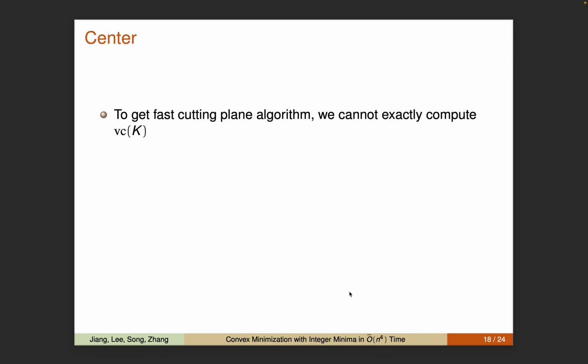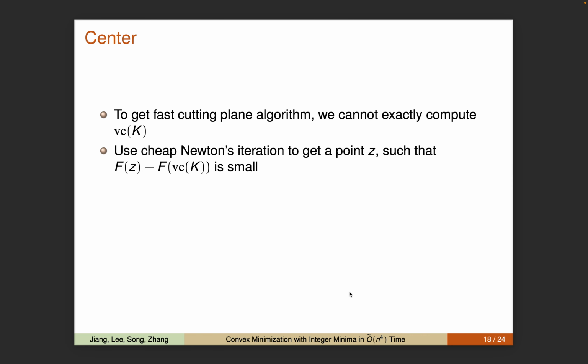So once settled on the ellipsoid, we need to examine the center of this ellipsoid. I kind of lied to you in the sense that I said you only need to show that the sandwiching holds by considering the ellipsoid centered at the volumetric center. But as you can see, the volumetric center is the minimizer of another convex function, so finding it exactly is not time efficient. Instead, we compute an approximation of it using Newton's method.